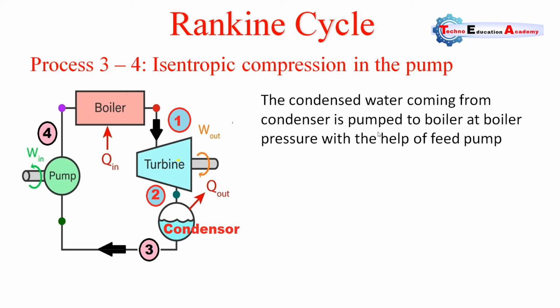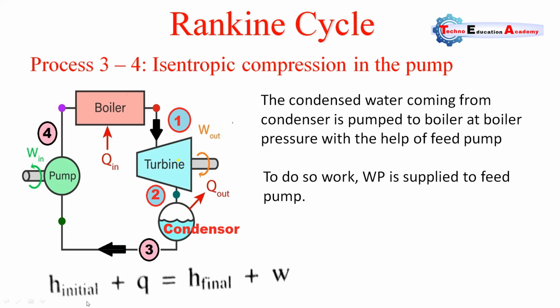So the condensed water coming from the condenser is pumped to the boiler at boiler pressure with the help of a feed pump. Whenever we apply the steady flow energy equation, we know that the pump is a work input device, and here we neglect the heat transfer. So work input in the pump.